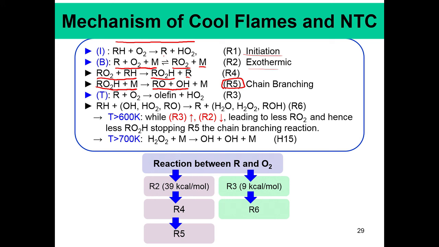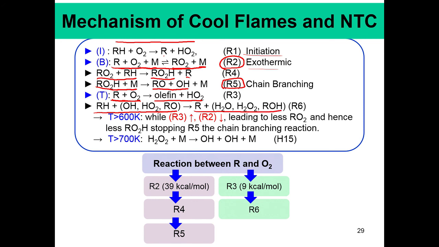Of course, now what happens is that if the temperature goes beyond 600 Kelvin, instead of this reaction R2, there is another alternative reaction between R and O2. Okay. And that alternative reaction is this one, that is at high temperatures, not at very high temperatures, but between 600 and 700 Kelvin, this R plus O2, instead of following this route, can form an olefin and HO2. Okay. And this guy, this RH, then essentially can react with HO2 plus RO, and it can form this sort of HO2, ROH, H2O2, etc.